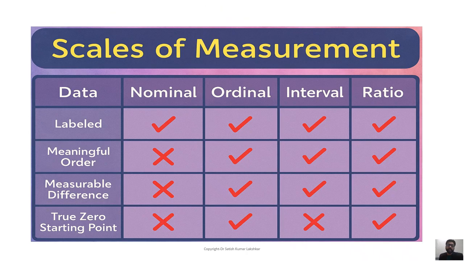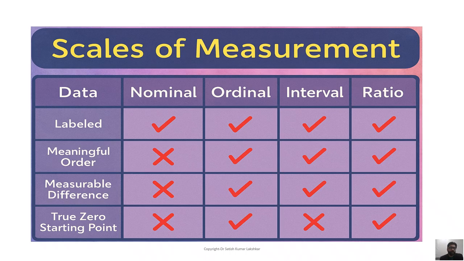Now, when we talk about the scale of measurement, we will talk about the different types of scale in detail in another tutorial video. Largely there are four scales: nominal, ordinal, interval, and ratio scale. These four types of scale are used to measure the data.